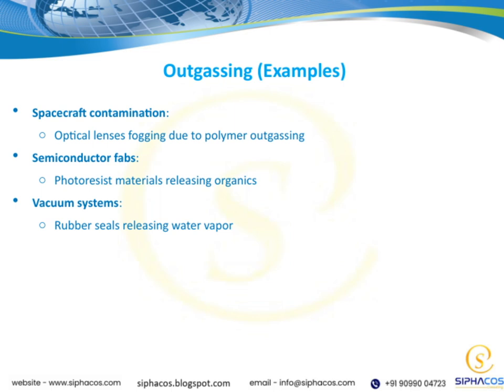And in vacuum systems, such as those used in scientific research or industrial processes, rubber seals often release water vapor when exposed to vacuum conditions. This outgassing can interfere with experiments or reduce the efficiency of the system. Overall, these examples highlight how outgassing is a common challenge across different fields, and understanding it helps us develop better materials and techniques to minimize contamination and maintain system performance.